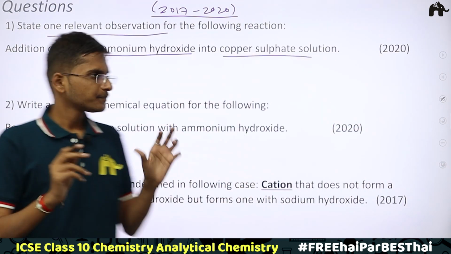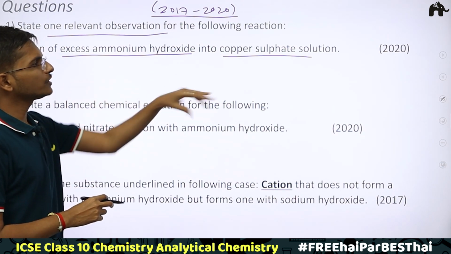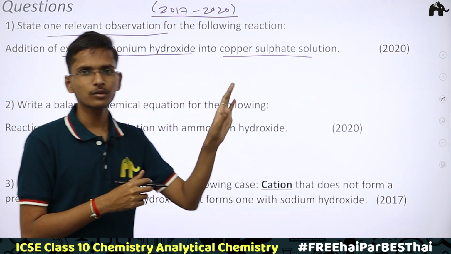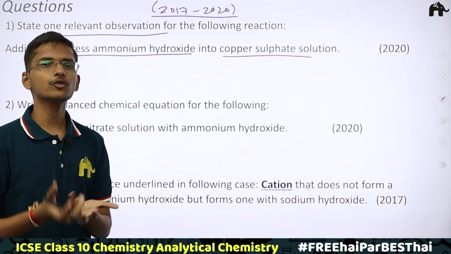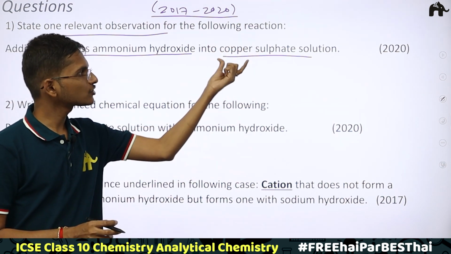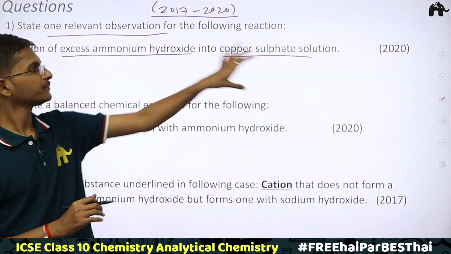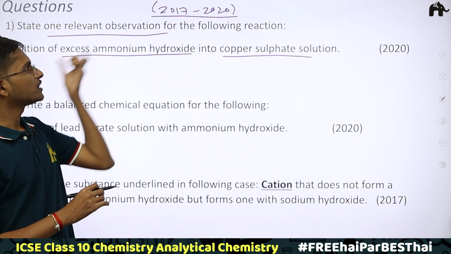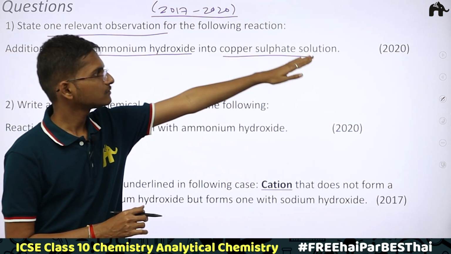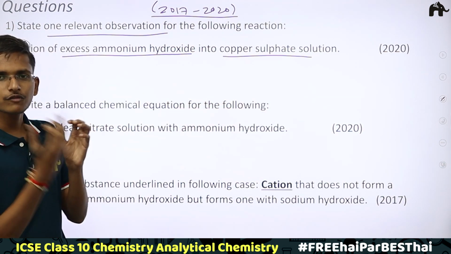Mostly they won't give you in a question a solution of a metallic salt which is itself insoluble. They would always give you a metallic salt which is soluble in water, because they won't give you a wrong question for writing the observation. So see, copper sulfate is a soluble metallic salt and we can make its solution as well. It dissolves in water and forms a solution.